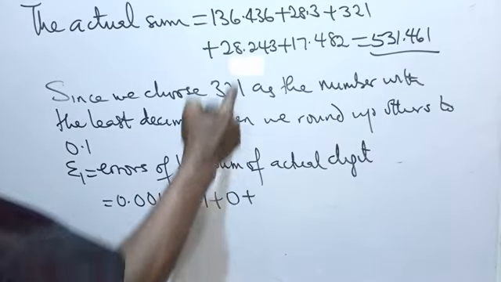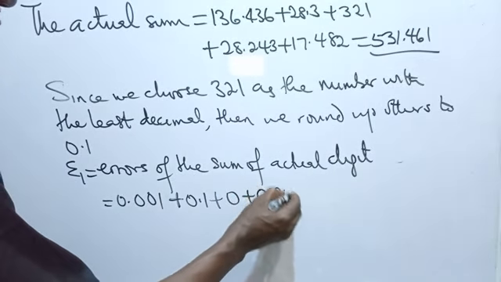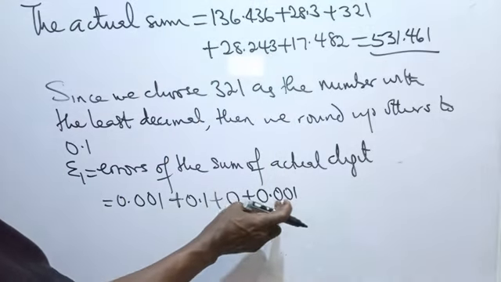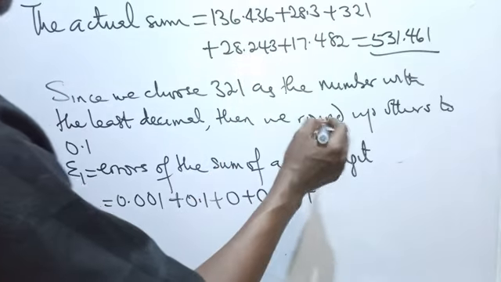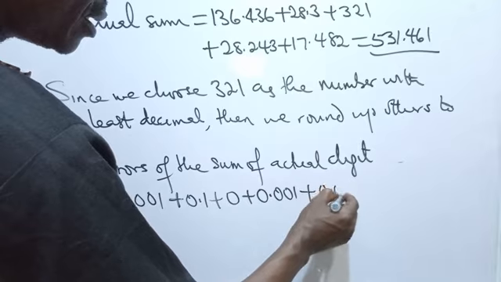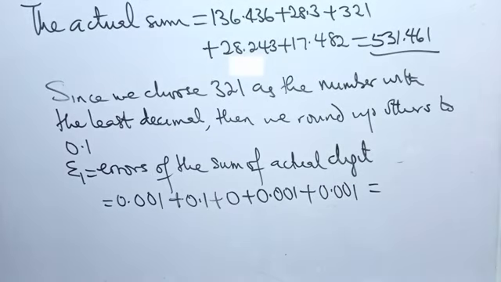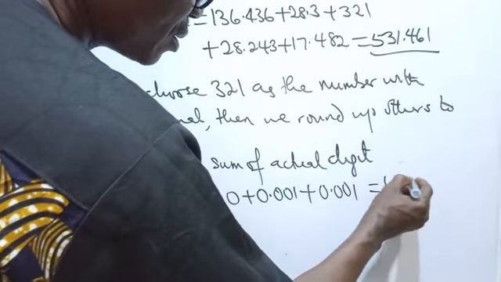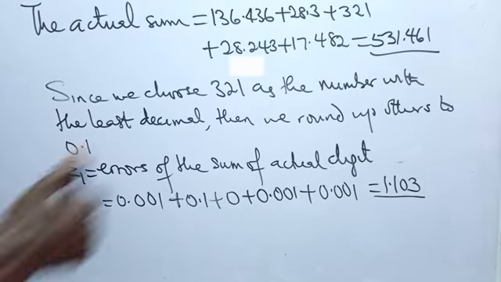Then plus this one, how many decimal places does it have? So it will have 0.001, just 1, 2, 3. This 1, 2, 3 will replace that. Then the next one is also 1, 2, 3, 0.001. So by the time we sum this up, it will give us 1.103. That's the error from the actual digits, the sum of the original errors from the actual digits.